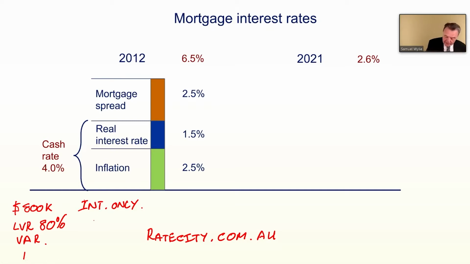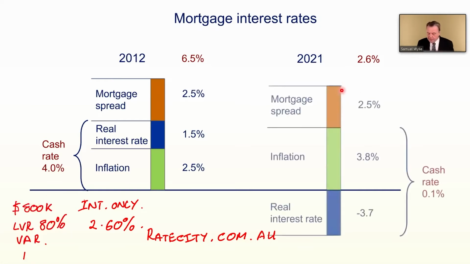Anyway, what we'll get to here is approximately 2.6% as our mortgage rate. And that's the figure that I'm using over here. And that's what you'll find if you go there and have a look at it. I'm sure you've had plenty of good looks at what mortgage rates are like at the moment. But in any case, that 2.6% will be made up of these things.